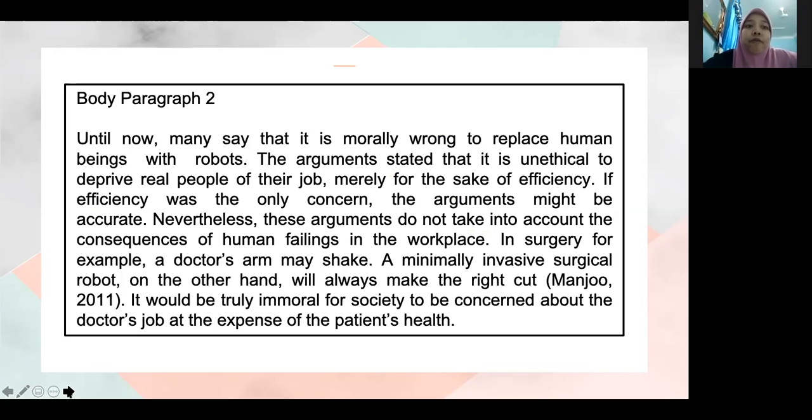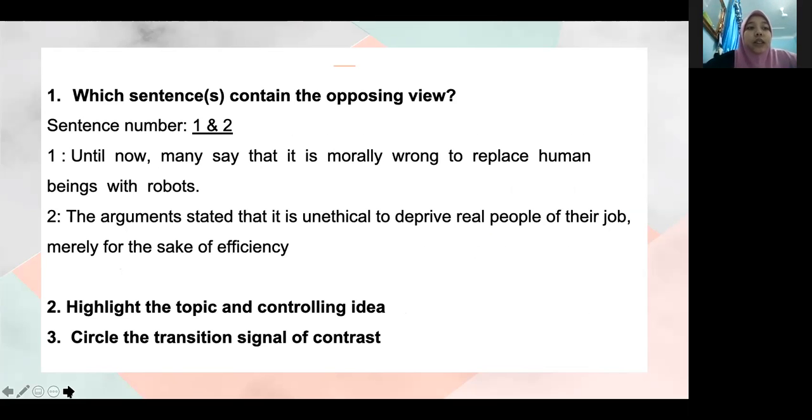For body paragraph 2, this is the body paragraph 2 that you can see. The questions are still the same as before. Next slide. The first question is, which sentence contains the opposing view? The first sentence and second sentence are the opposing view of this body paragraph.